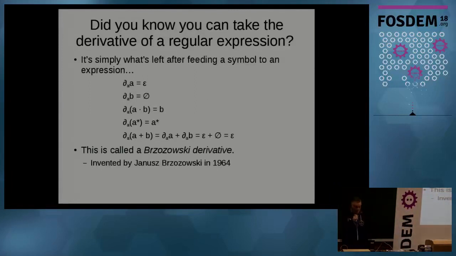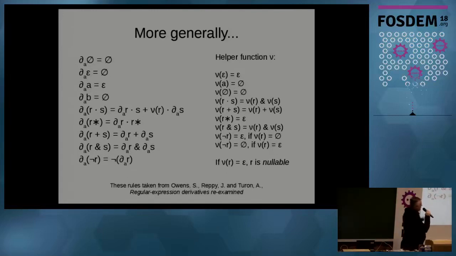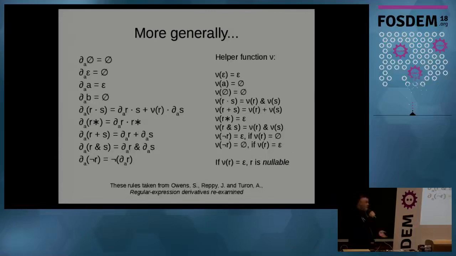These things were invented by a mathematician called Janusz Brzozowski in 1964. This is not new stuff, but it's very cool. So more generally, there's a bunch of rules. I'm not going to go through those, but the real issue here is that you can easily reduce all these rules to a simple program. And on the right-hand side over there, there's actually a helper function, and that is also used in one of these rules, but also it's used to see if a regular expression is nullable, and this turns out to be really useful later on. So there's this idea that a regular expression is nullable, which means that it matches.